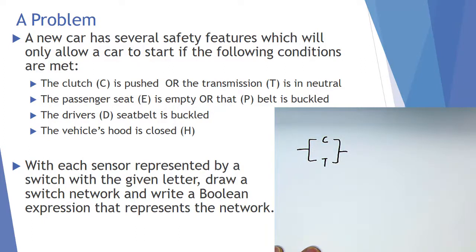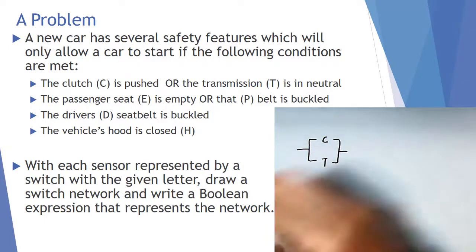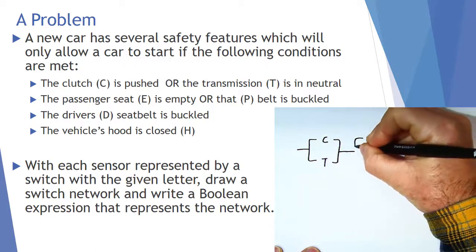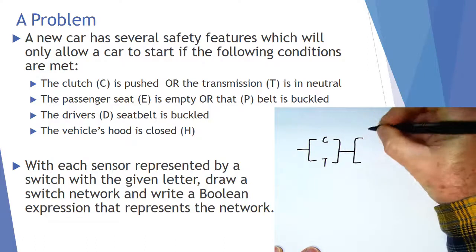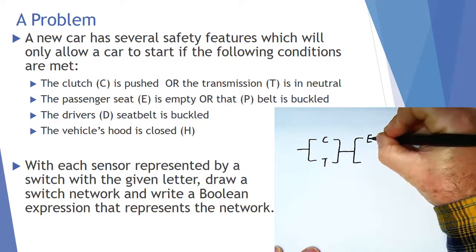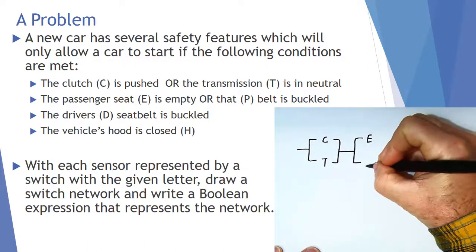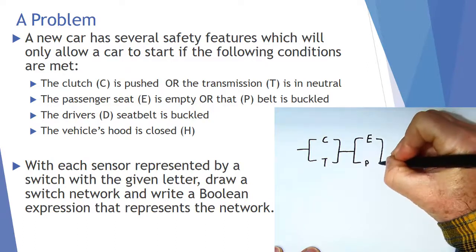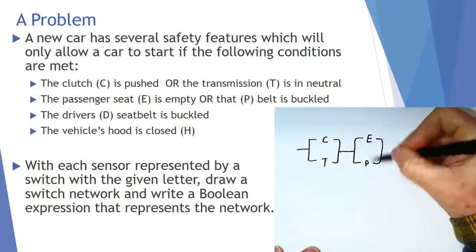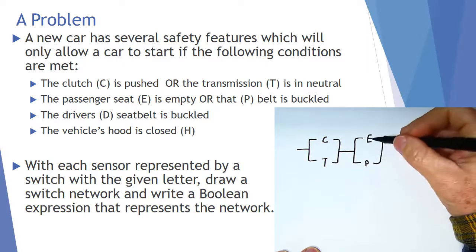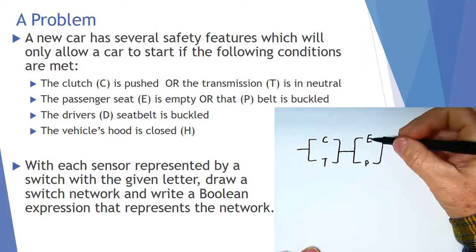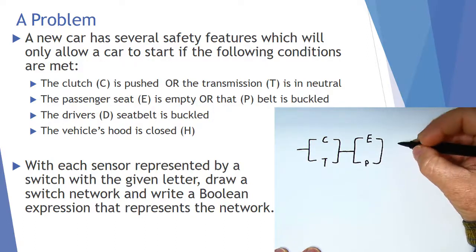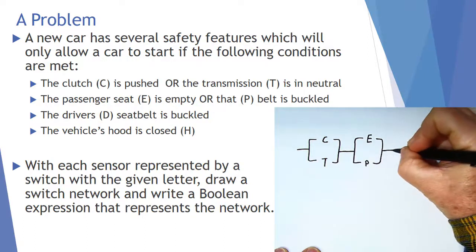And the passenger seat is empty or the belt is buckled. So since this is an and statement, the next thing that has to be true, it's going to be in series. And so the passenger seat has to be empty, or the belt for P, the passenger's belt, has to be buckled. We don't need both of them true, but one or the other has to be true. If it's empty, it doesn't need to be buckled, but if it's not empty, then it does have to be buckled. And the driver's seat belt has to be buckled no matter what.